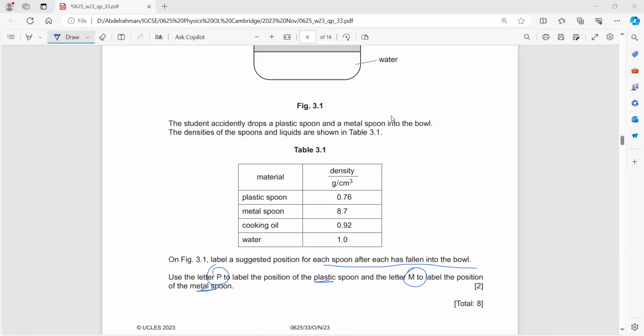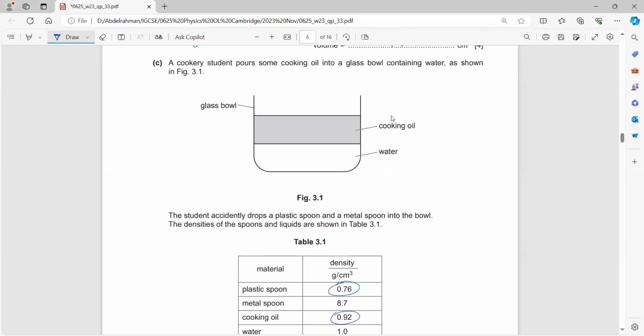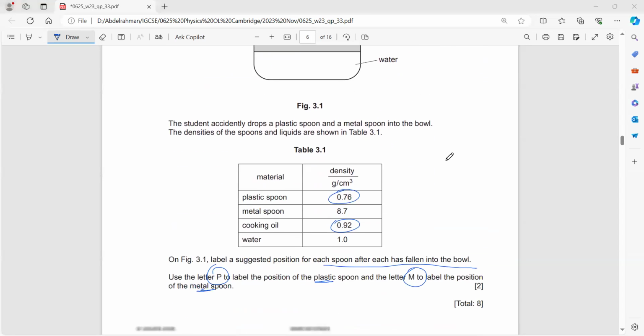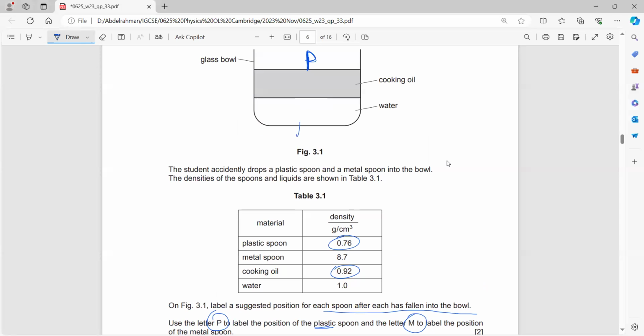The plastic spoon has a density of 0.76 while the cooking oil has a density of 0.92, so it's less dense, meaning that it will float. P will be above the cooking oil. Why? Because it is less dense. And M will be below the water, at the bottom. Why? Because it is more dense. Any questions?